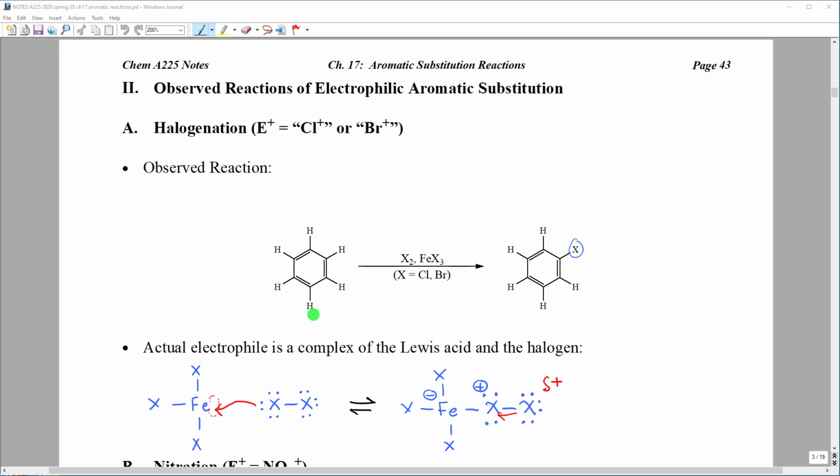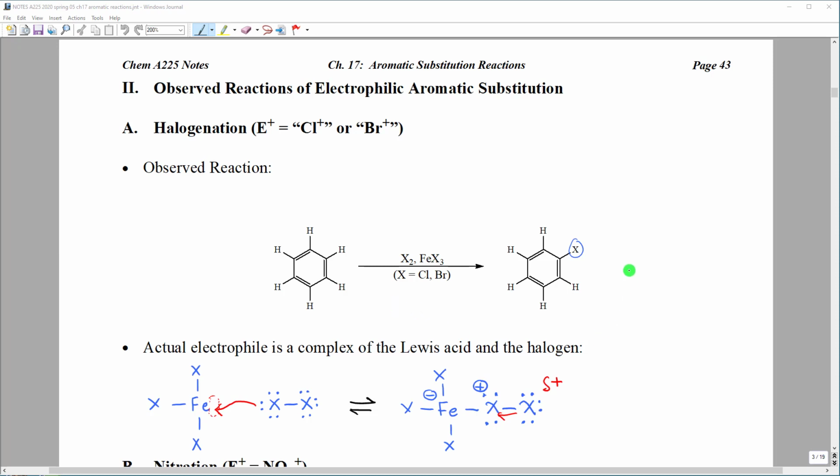We start with our aromatic ring. We use X2 and FeX3. X2 is just elemental chlorine or elemental bromine, recalling that X is our symbol for halogen. So for example, Cl2 or Br2. FeX3 would be, if X is chlorine, FeCl3, if X is bromine, FeBr3. This represents a Lewis acid that we're going to see below, which enhances the reactivity of the halogen and allows it to act like an effective electrophile.